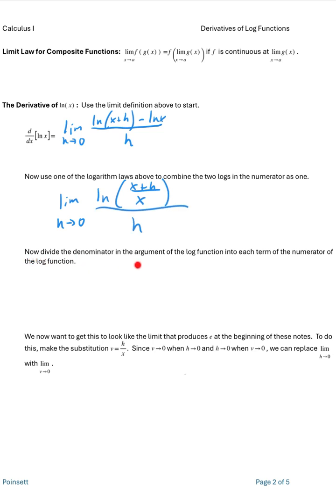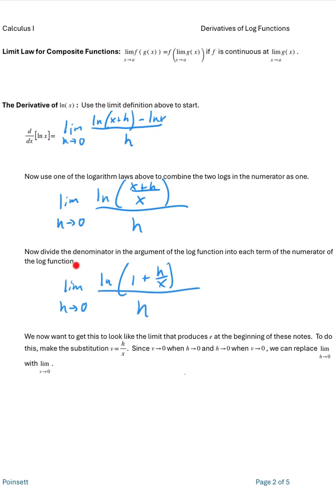Now we're going to divide the denominator and the argument of the log function into each term of the numerator of the log function, i.e. we're going to divide this x into both the x and the h by the distributive property. So this limit now becomes the limit as h approaches 0 of the natural log of 1 plus h over x, and then that whole thing is over h.